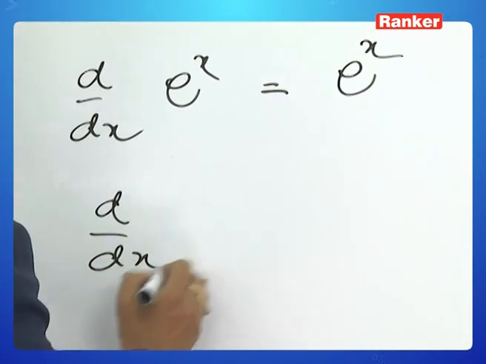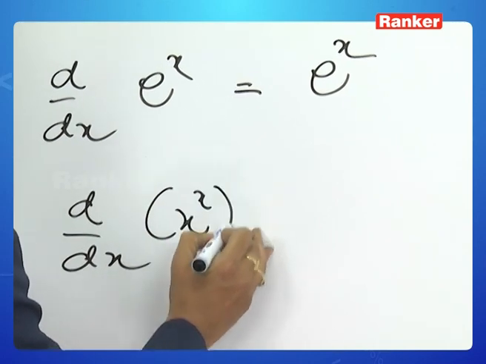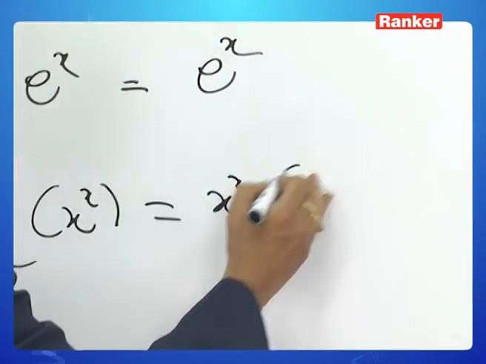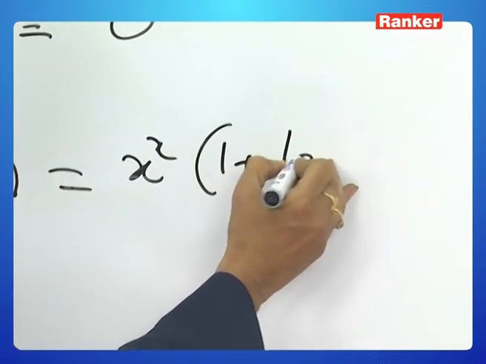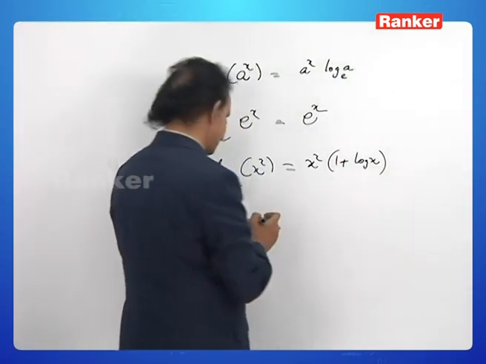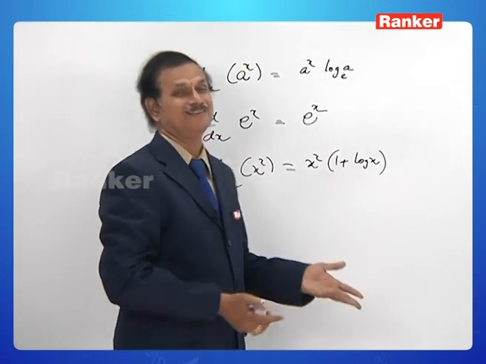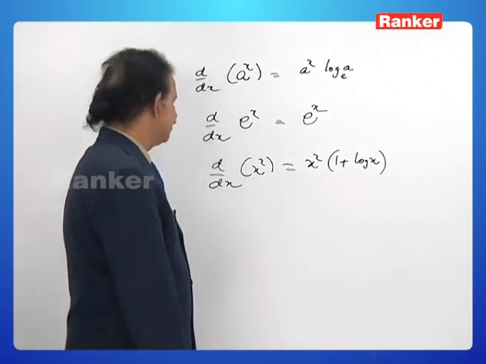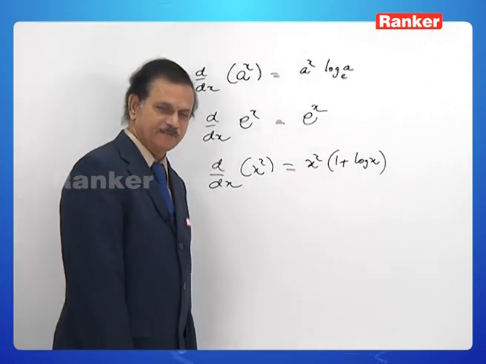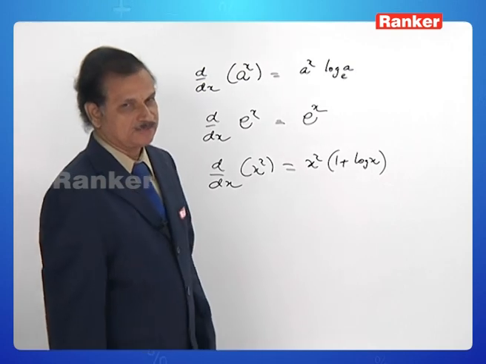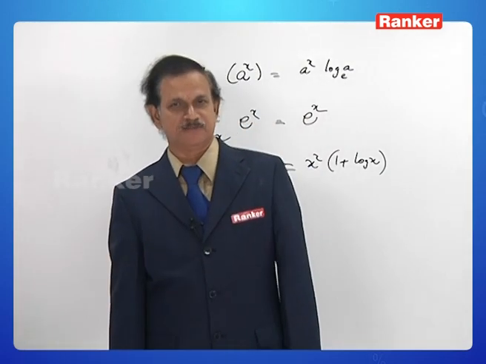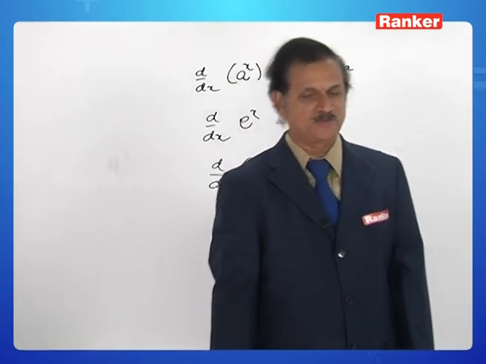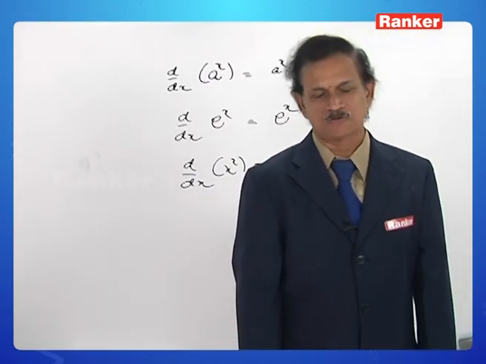Right. In this sequence, let me write this formula also. d by dx of x power x is also there. What is d by dx of x power x? Let me write this formula. This can be proved, of course, by logarithmic differentiation. We shall discuss that in the next session. So for the present, let us believe that the derivative of x power x is x power x into 1 plus log x. Derivative of e power x is e power x. Derivative of 2 power x is 2 power x into log 2, like that.